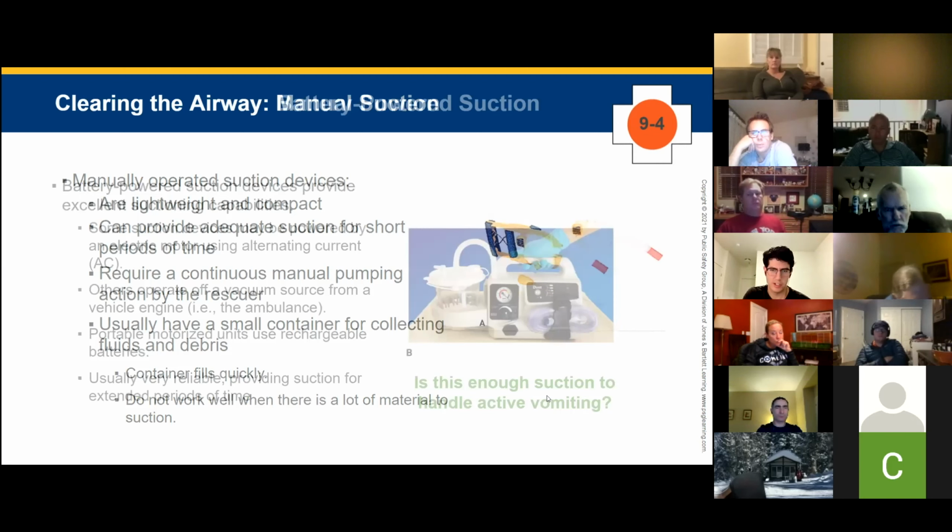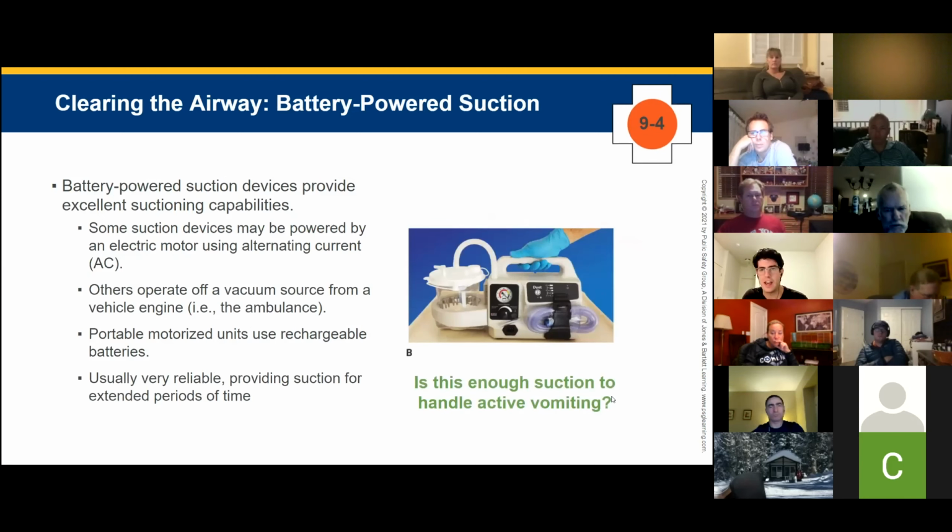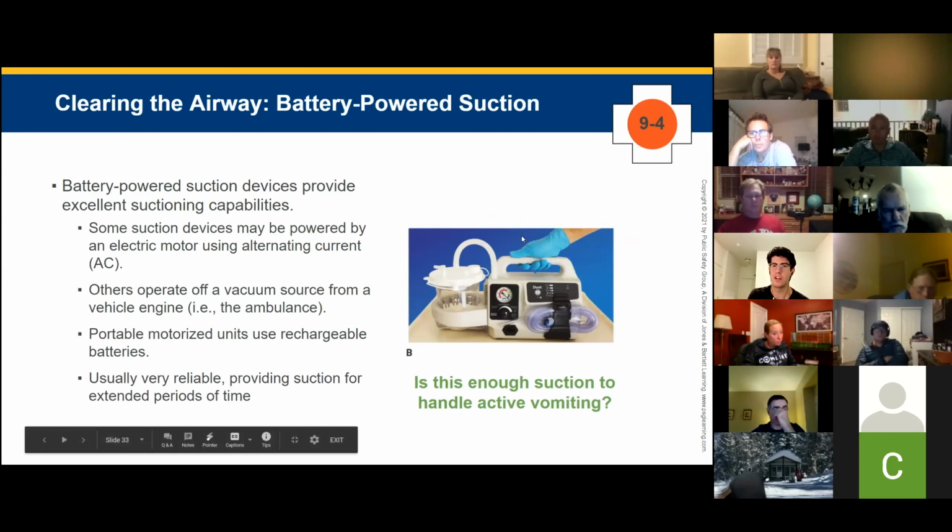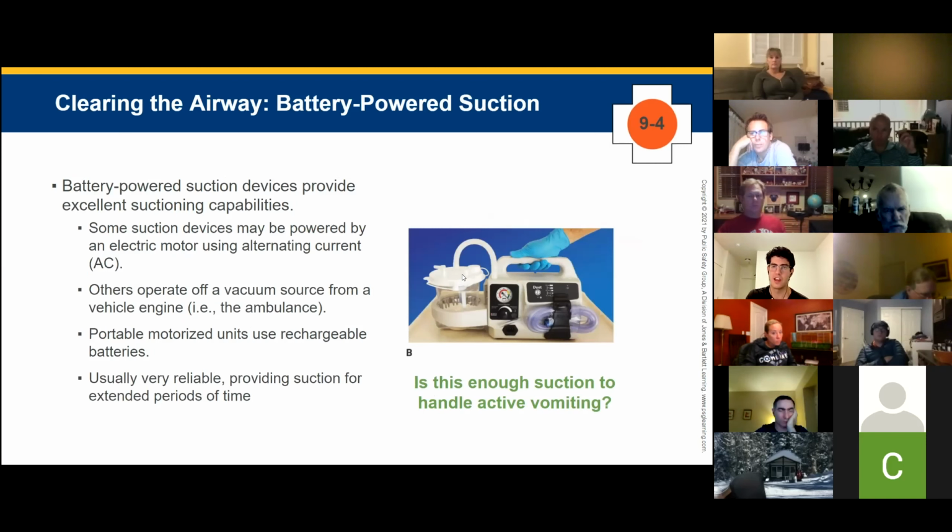And again, I have a question for everyone. Say that someone is actively vomiting and, worst case scenario, like we were saying earlier, they're lying on their back and they start actively vomiting. Do you think this suction is going to be enough to keep them from getting that vomit in their lungs and from being a problem for them? Do you think this suction would be enough to do that job? No, probably not. It's better to use gravity to your advantage. Gravity. Yes. Perfect. That's what I was getting at here.